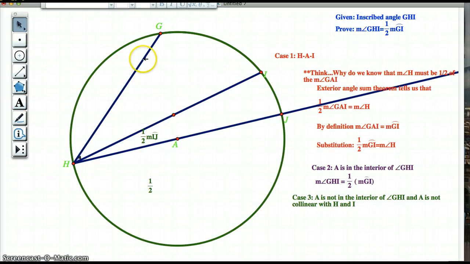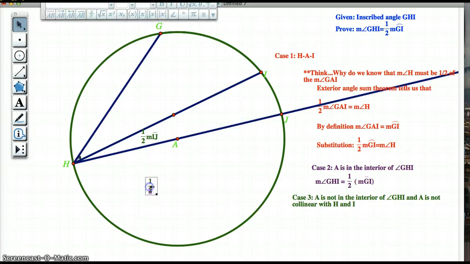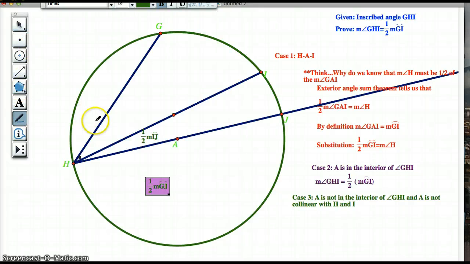Now, what about this angle? Well, this is what we're trying to prove. We don't know this angle is 1/2 of GI yet because we haven't proven this case. However, we do know something about this big angle, right? This big angle has one ray going through the center, so this big angle is going to be 1/2 of GJ. And now we'll have to remember that that's this whole angle right here.